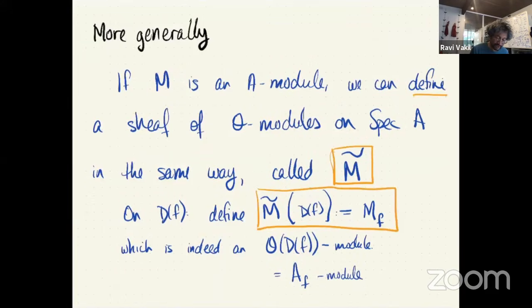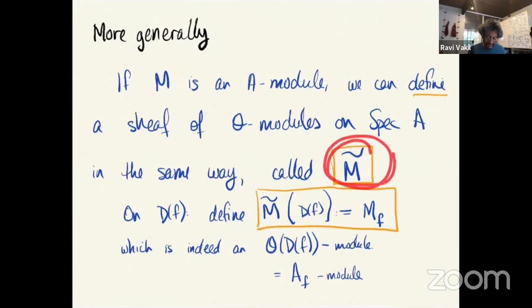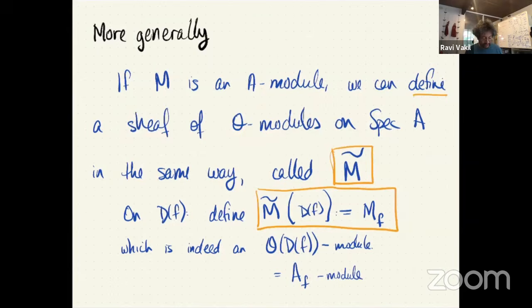So one thing which is useful later, and very useful later when you want to talk about vector bundles and such things, is that if you have any A module, not just the ring A, you can make a sheaf out of not just A, but out of any A module M. And what you produce is a sheaf of O modules. Actually, I should say it's an O module on Spec A. And how do I define the sheaf? I'll just tell you what it is on the base.